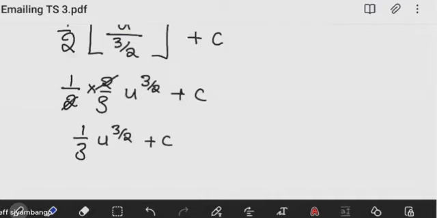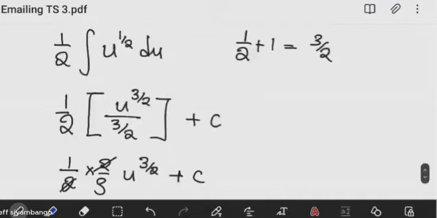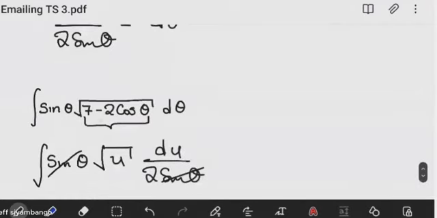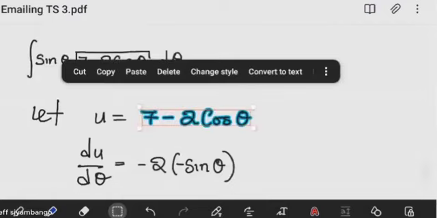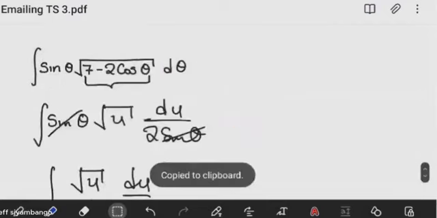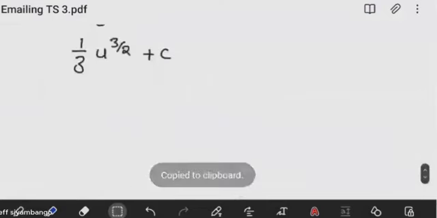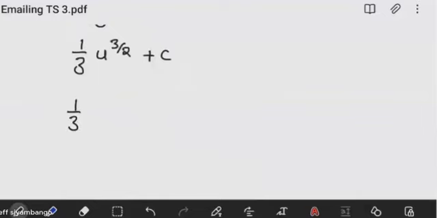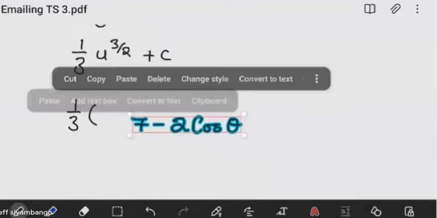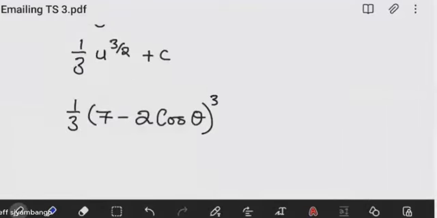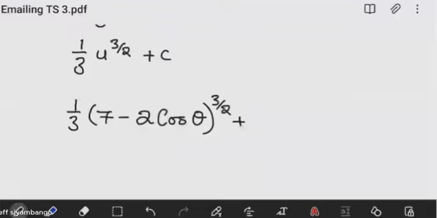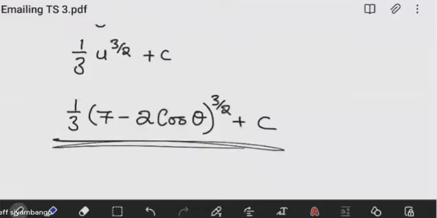Finally, bringing back what u is: we defined u as the argument of the root there, and we said u was 7 minus 2 cos theta. So we can now finalize this and say this is 1 over 3. In place of u, we'll put that 7 minus 2 cos theta, and then to the power 3 over 2 plus c. So this becomes our overall solution.